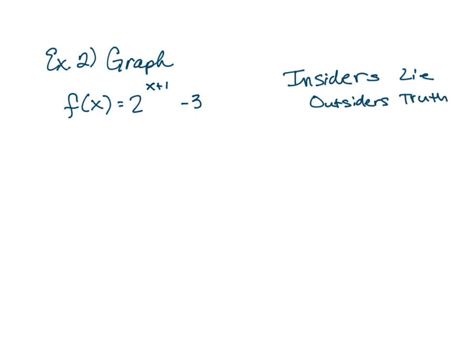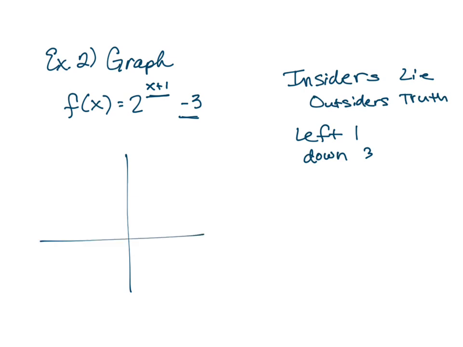Well, my base is 2. That's my b. What's my insider? What's with x? 1. This guy. This is the insider. So what do we think it's going to do? Left 1. Good. And what is this guy? It's the outsider. Down 3. From our base, which was the parent function, f of x equals 2 to the x. So I think let's graph that guy first, and then we'll shift it.